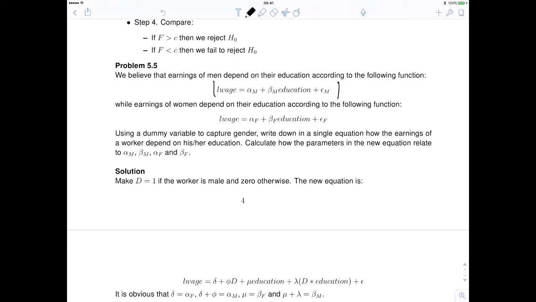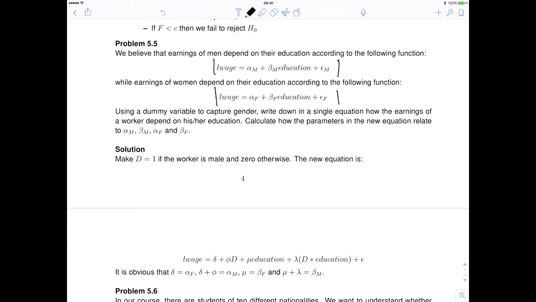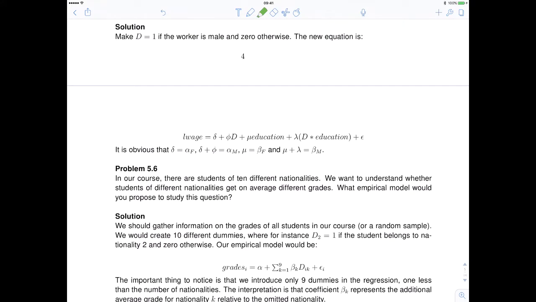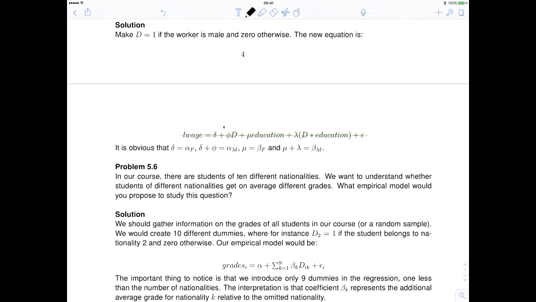So we have male and we have female. Note one thing, the intercept could be different. The slope could also be different. If we want to do this in one equation, use a dummy variable to capture gender, and write down in a single equation how the earnings for workers depend on his or her education. If we're going to do this in a single equation, we're going to have to allow for the intercept to differ. So this is allowing for the intercept to differ. This is allowing for the slope to differ.